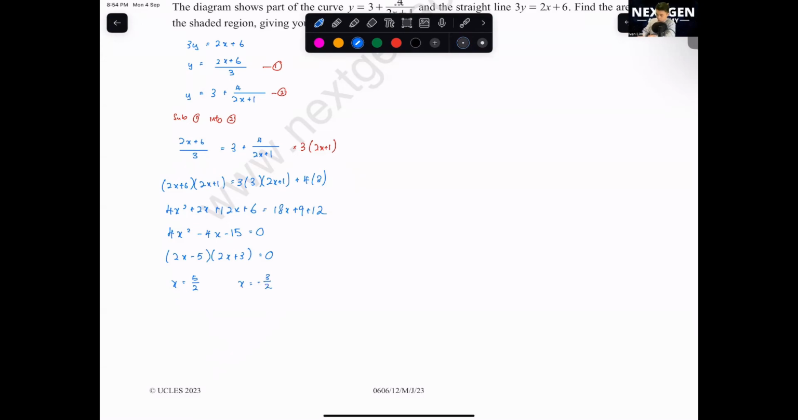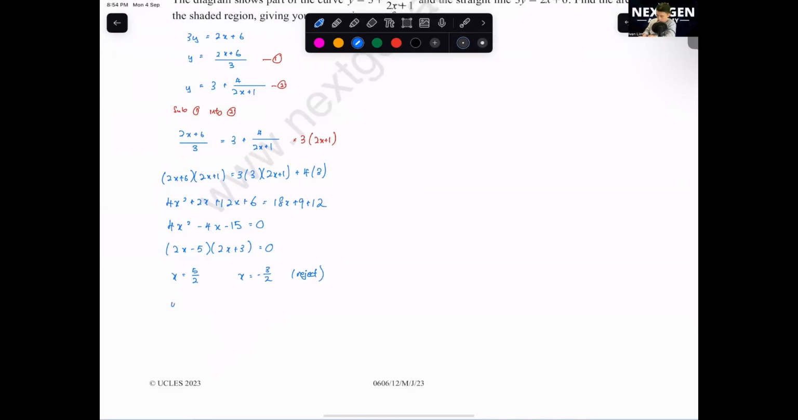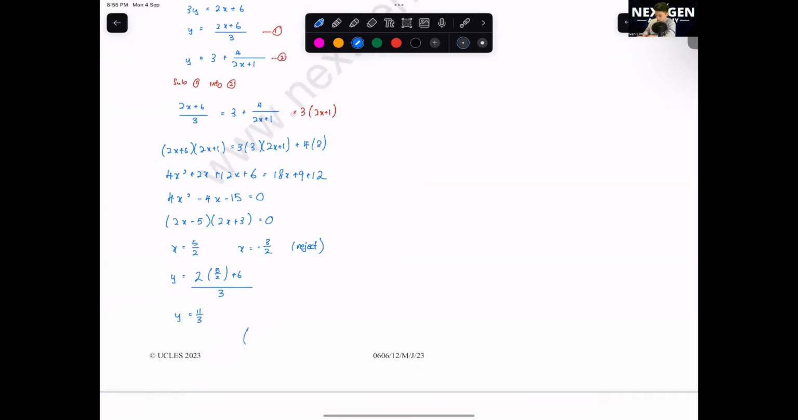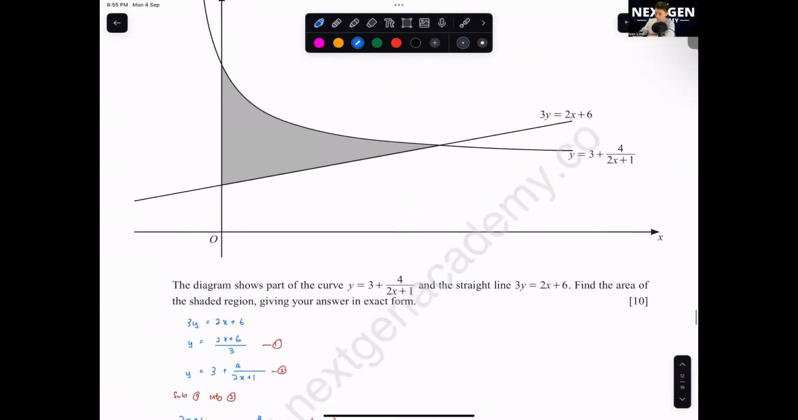We will reject the negative one because the point is at the positive side. So we use this and substitute to get y. You get 2 times 5 over 2 plus 6, over 3, which gives y equals 11 over 3. So the point of intersection is 5 over 2, 11 over 3. I haven't even integrated yet. This is just doing a simultaneous equation. Let's write down the point here first: 5 over 2 and 11 over 3.